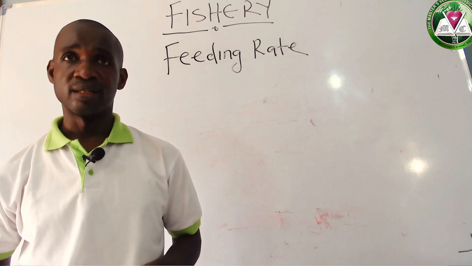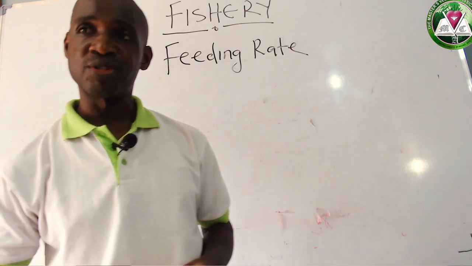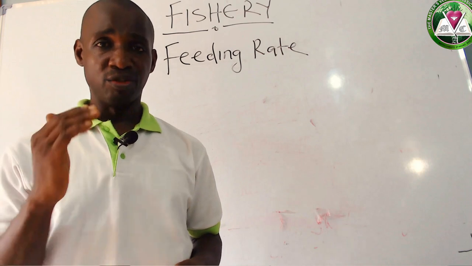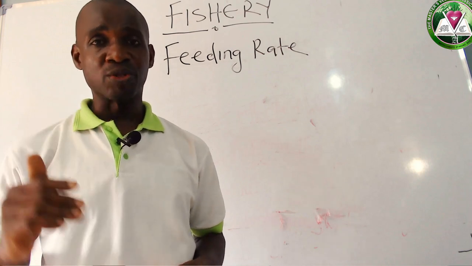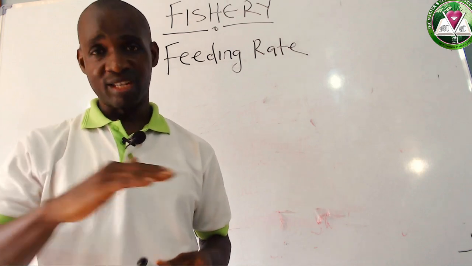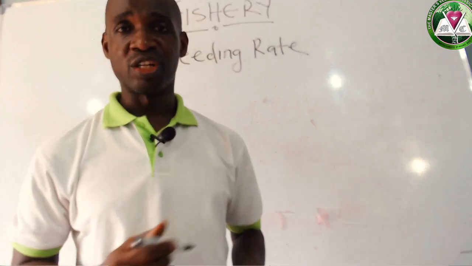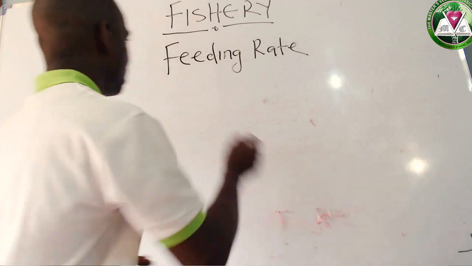Feeding rate describes the amount, the total quantity you give to your fish. It helps us to avoid underfeeding and overfeeding. Definition of feeding rate.